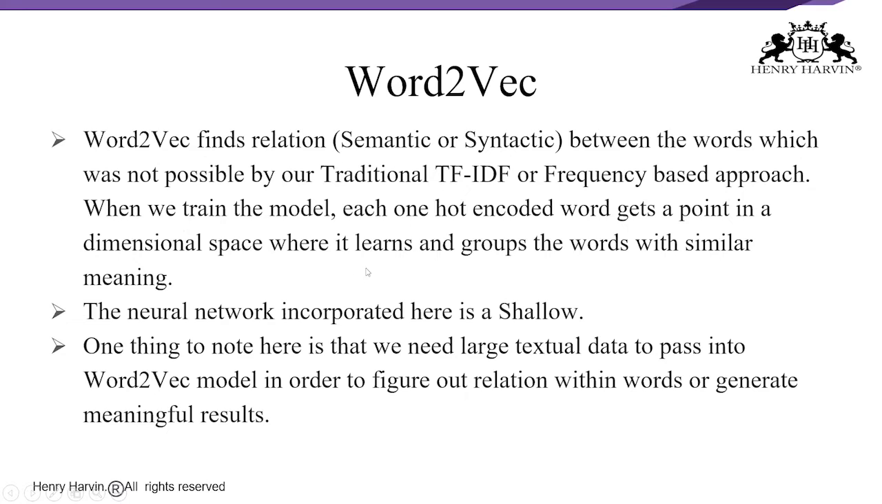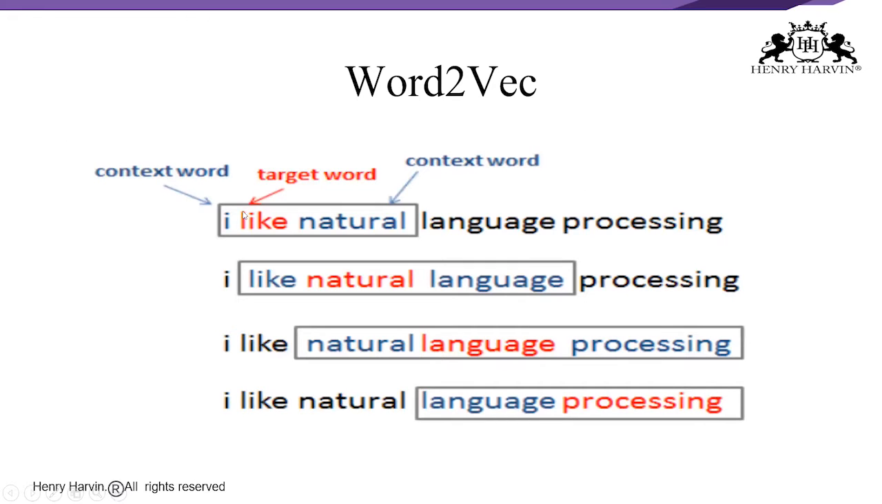When we train this model, each one hot encoded word gets a point in a dimensional space where it learns and groups words with similar meaning. Here the neural network incorporated is shallow. One thing to note is that we need large textual data to pass into the Word2Vec model to find the relations within words and generate meaningful results. So what Word2Vec is basically trying to do is find the semantic or syntactic relationship. Let us try to understand this.